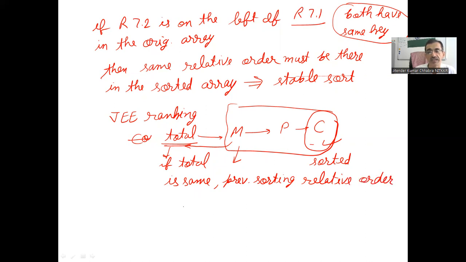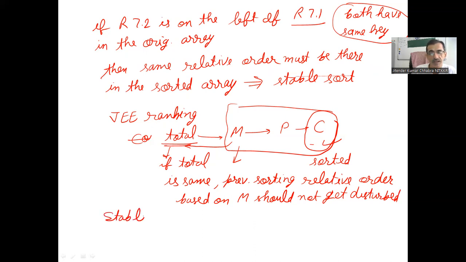Otherwise, your rank will get disturbed. Based on M should not get disturbed. And if math was also same, then the previous ordering based on P should not get disturbed. Only then I will be able to have correct ranking announced. So this is why we always focus on saying stable sort. Hence, stable is important.